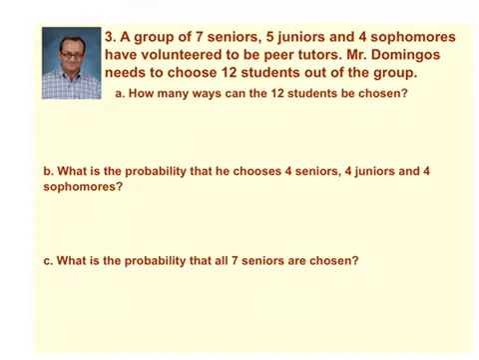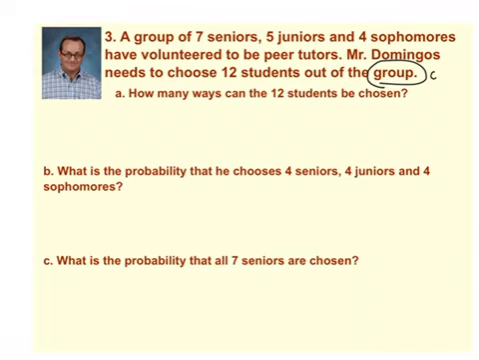So example number three here, I have a group of 7 seniors, 5 juniors, and 4 sophomores who have volunteered to be peer tutors. Mr. Domingos needs to choose 12 students out of the group. So when I'm looking for how many ways can the 12 students be chosen, I'm thinking of how many total possibilities there are. So since we're talking about a group here, we're looking at a combination.